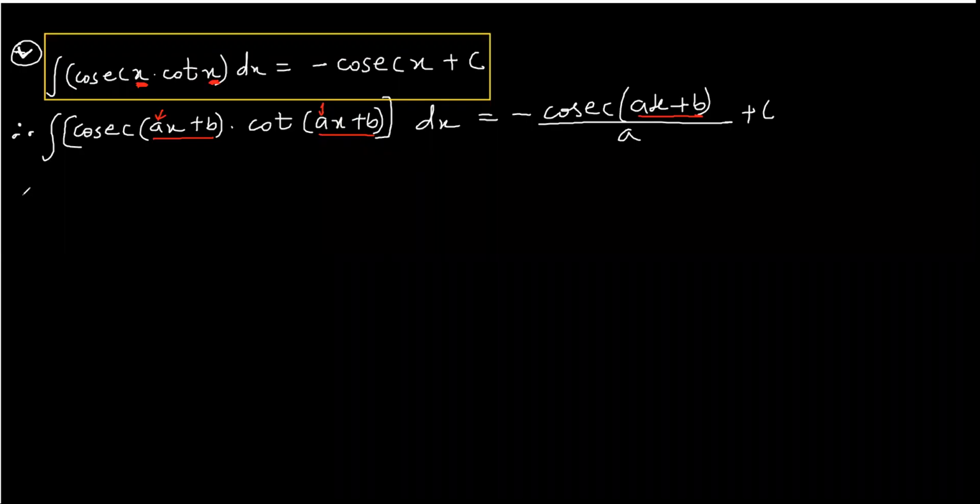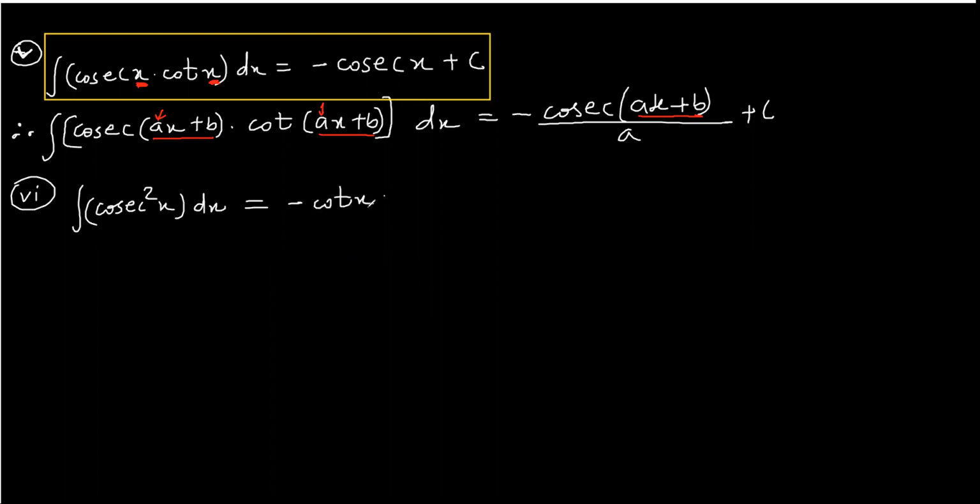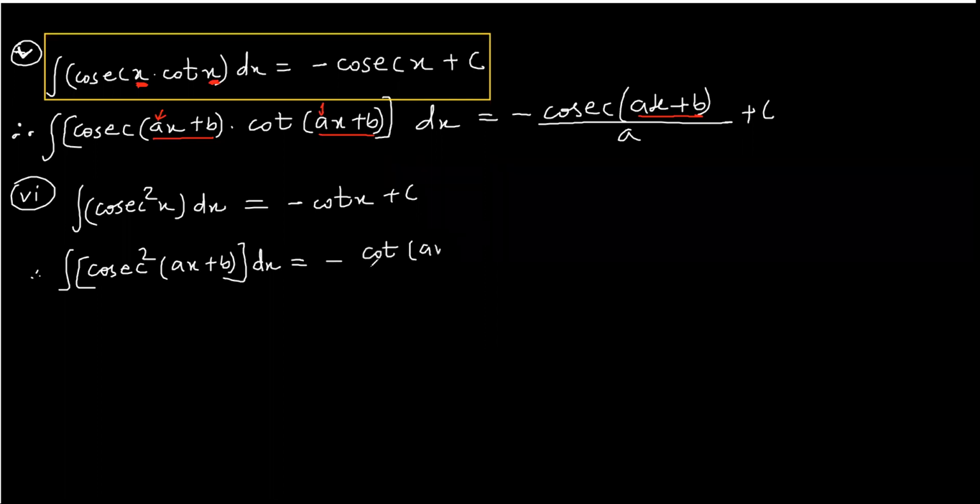So the sixth one we will have is integration of cosec square x dx. As you know, students, by definition you have written it as minus cot x plus c. So therefore integration of cosec square ax plus b dx. What will it be? It will be minus cot of ax plus b, the whole divided by a plus c.